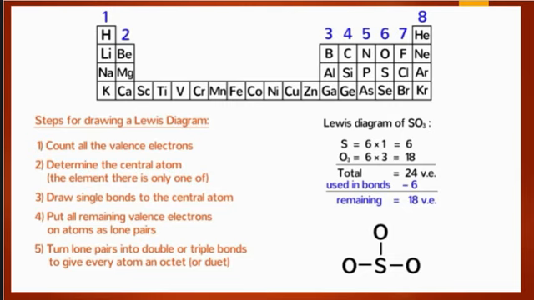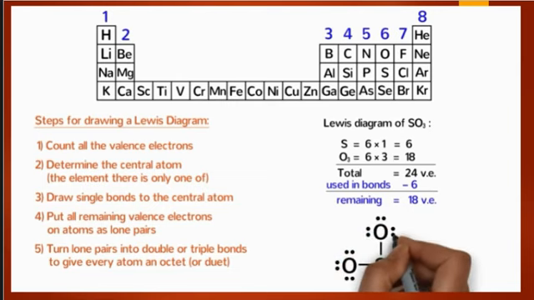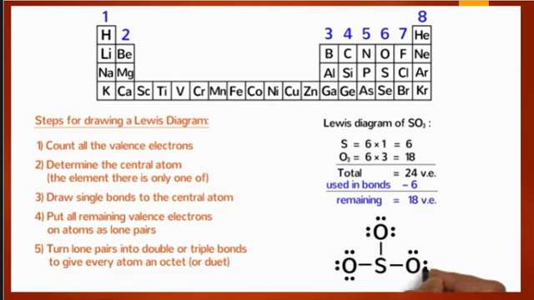We now put those remaining 18 valence electrons on atoms as lone pairs. Count by 2s when adding them. 2, 4, 6, 8, 10, 12, 14, 16, and 18 valence electrons. That's it. We've now used up all of our valence electrons.